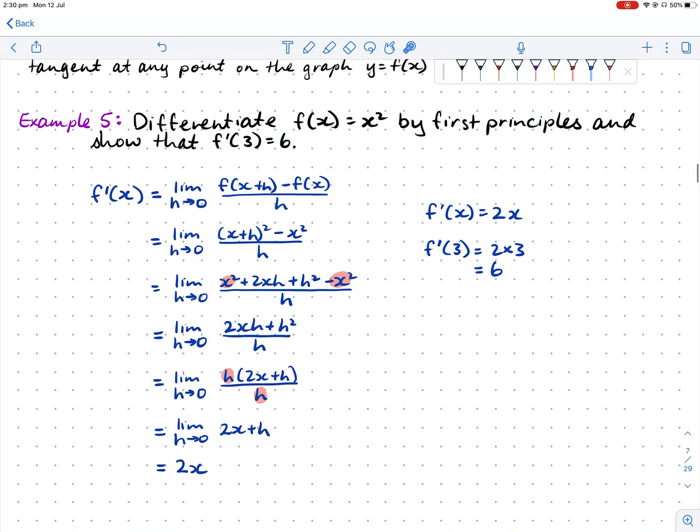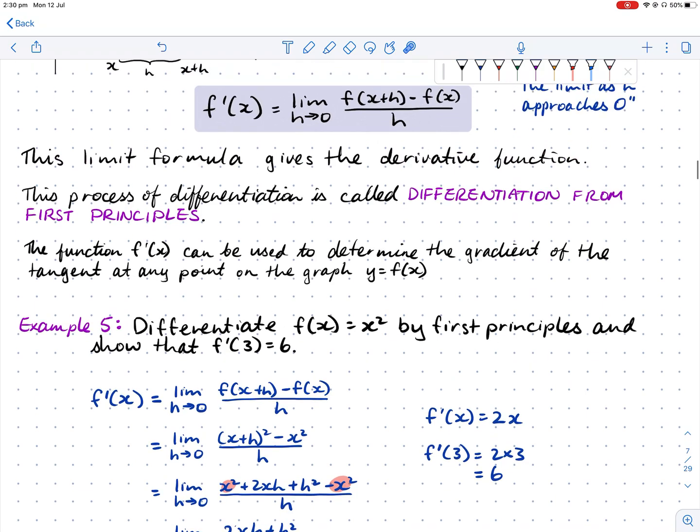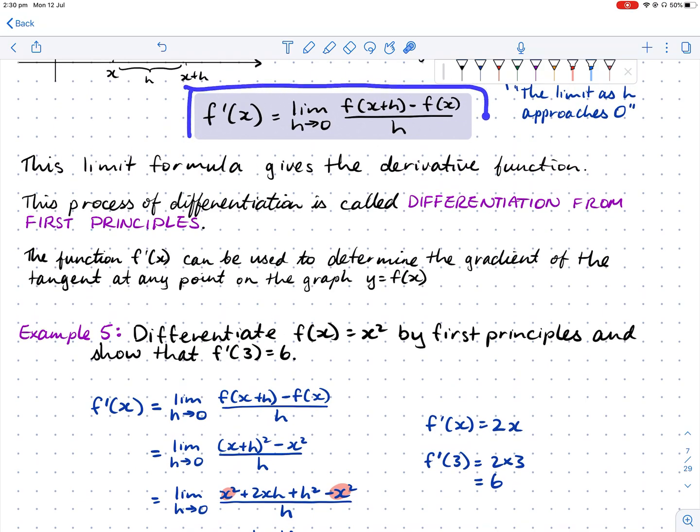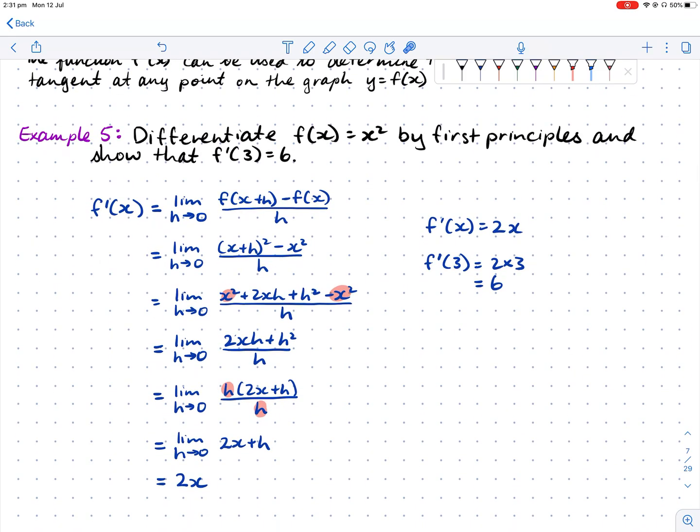So this one, differentiate this by first principles and show this result. If the question ever asks you to do it by first principles, it means that you have to use this formula. Okay, so you have to use this formula in order to work it out. So let's start with our formula. F dash x, sorry. F dash x is the limit. That was the formula from before.